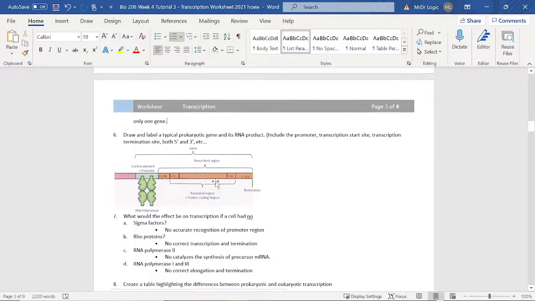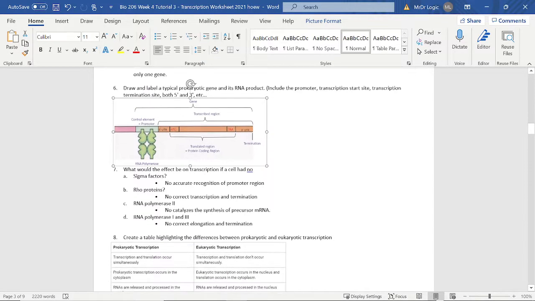Okay, question 6. Copy paste from the lecture notes. I think it's lecture 9. Good luck finding it. I'm not going to remember this exact slide number. I'm not that specific. Okay, sigma factor.